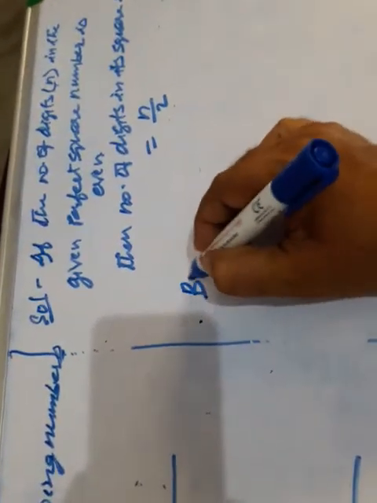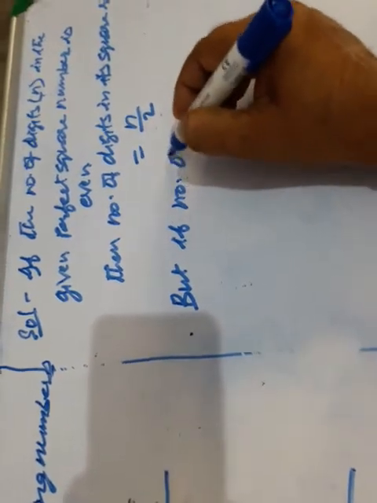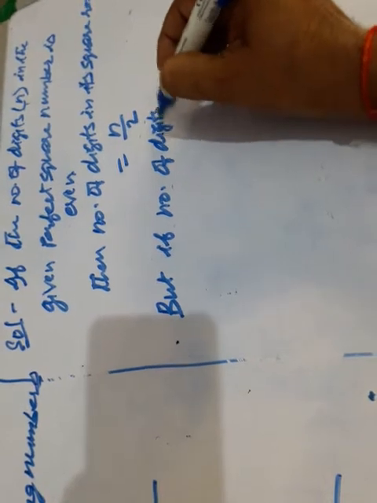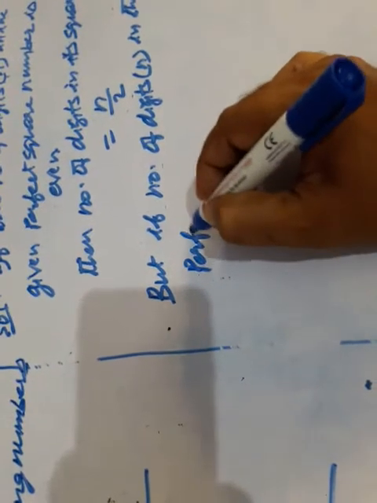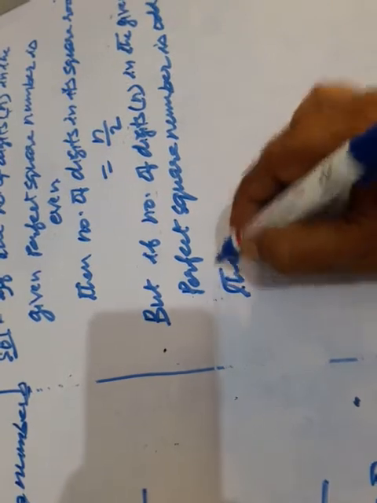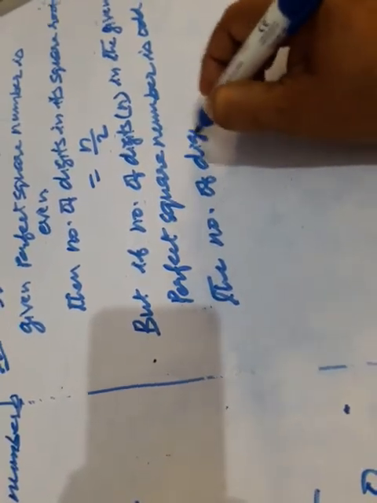Okay, children, but if the number of digits, that is n, in the given perfect square number is odd, then the number of digits in its square root equal to (n plus 1) by 2. Okay, let us see the illustrations, then you can make your concept very clear.